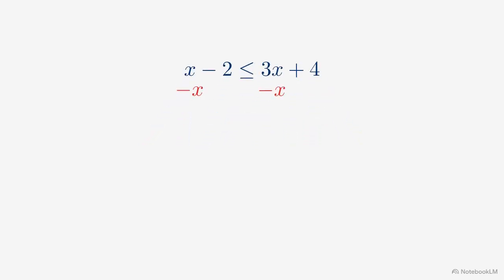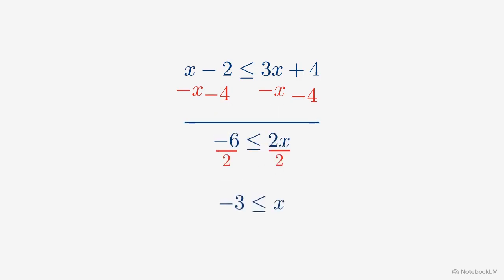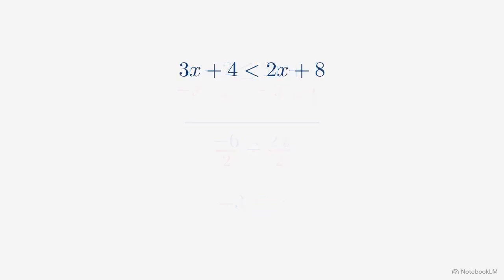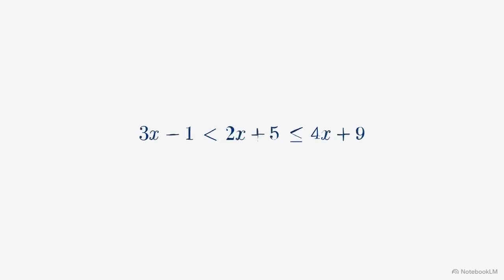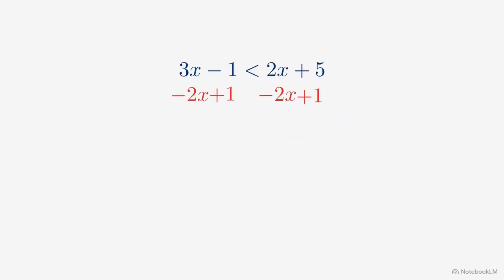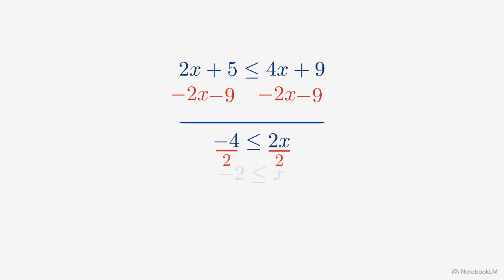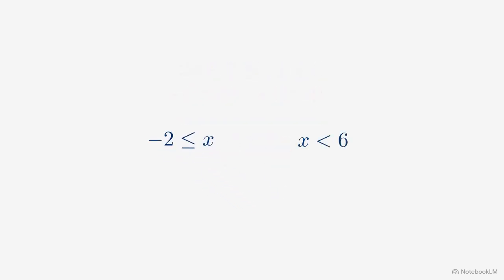For the left side, we subtract x and then 4, which gives us -3 is less than or equal to x. For the right side, subtracting 2x and then 4 leaves us with x is less than 4. Combined, our solution is -3 is less than or equal to x, which is less than 4. Now for the second one. Subtracting 2x and adding 1 on the left gives us x is less than 6. On the right, subtracting 2x and then 9 gives us -2 is less than or equal to x. Merge those, and we get -2 is less than or equal to x, which is less than 6.